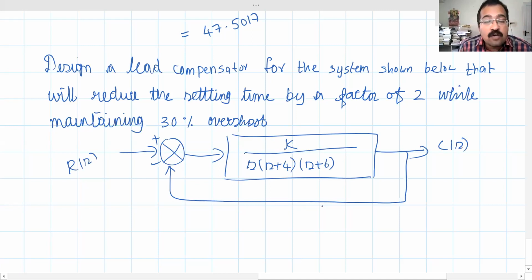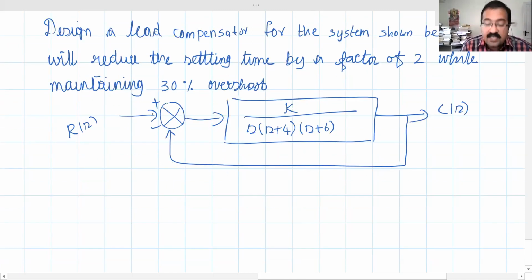We have to incorporate a lead compensator here, so that the total compensated closed loop system will meet the desired specifications. So how will you start? You are given some conditions. 30% overshoot is given, so percentage overshoot is equal to 30, which means e raised to minus pi zeta by root of 1 minus zeta square is 0.3.